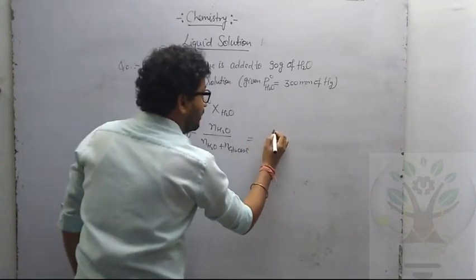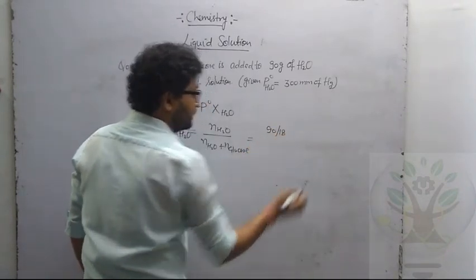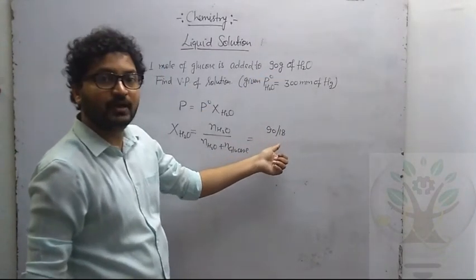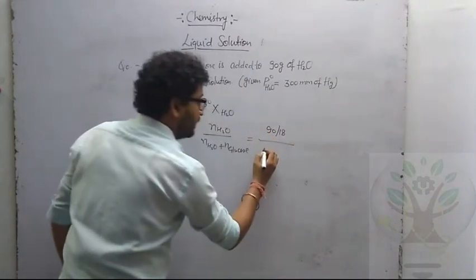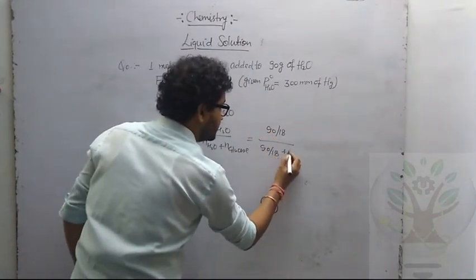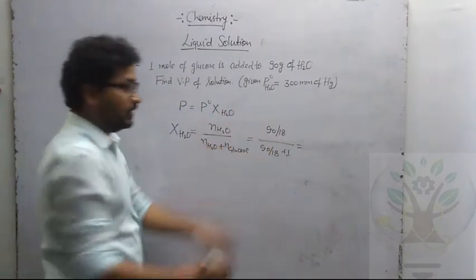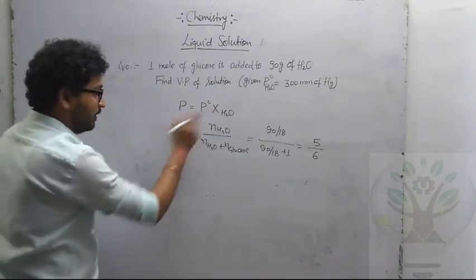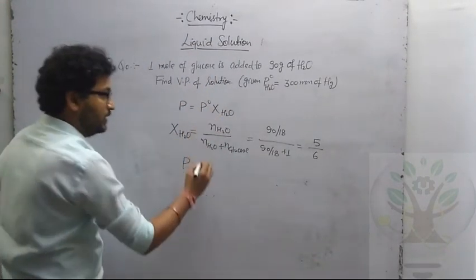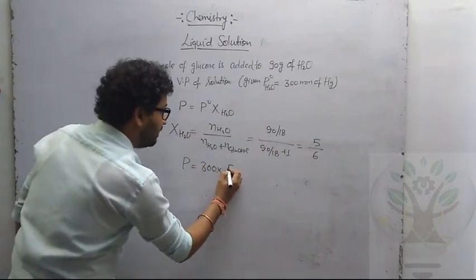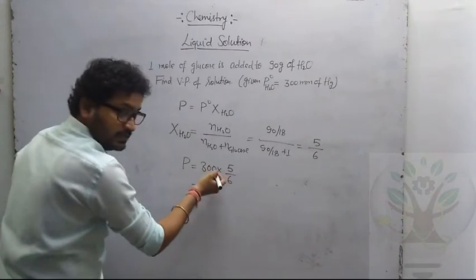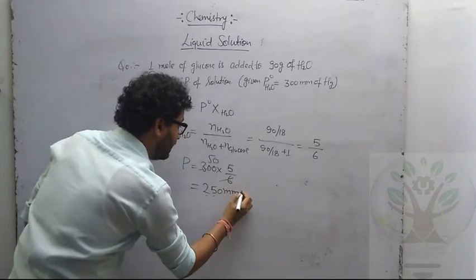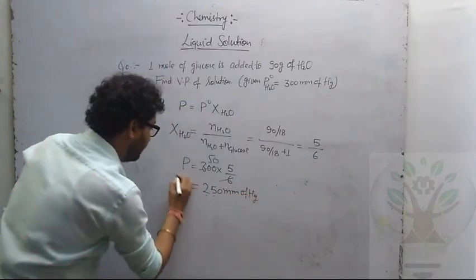So it will come as 90 upon 18. Are you getting this? 90 is the weight of H2O, divided by 18, the molecular mass of H2O, divided by 90 upon 18 plus 1. So how much is it coming? 18 fives are 90, so 5 by 5 plus 1, that is 5 by 6. Now I am putting the value of H2O here. P naught is given to me, it is 300 multiplied by 5 by 6. So 6 into 50 times it will be cancelled out. It will come as 250 mm of Hg. This is the value of vapor pressure.